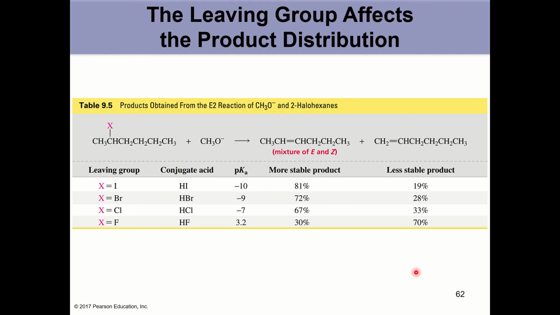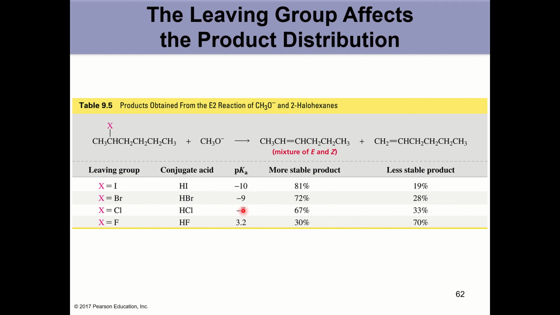Leaving group effects on product distribution. Does the leaving group affect the product distribution? For iodide, bromine, and chloride, there is a small effect on the more stable product. But the more stable product for iodine, bromine, and chlorine is still going to be the major product. Only fluorine produces the less stable product as the major product.